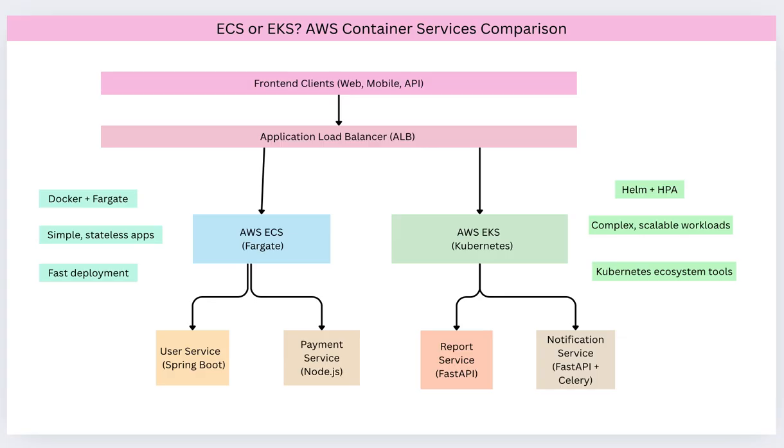Now let's talk about AWS ECS or Elastic Container Service. ECS is a container orchestration service that makes it easier to run and manage Docker containers at scale. For example, services like our user service built with Spring Boot and payment service built with Node.js ran on ECS.